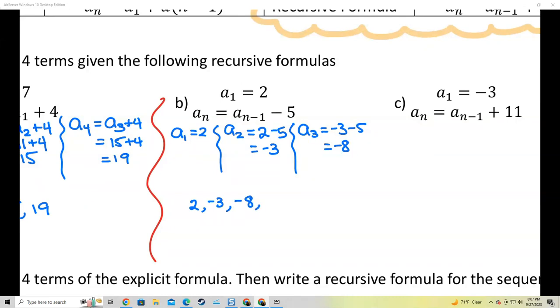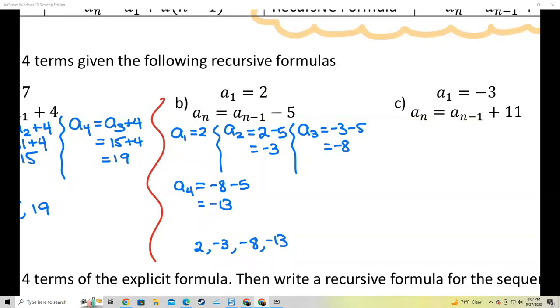And then the last one, I'm running out of space. So let me go ahead and move this down here. And let me go ahead and do the fourth term down here. To get my fourth term, the formula says I need to take the previous term. The previous term was -8. I'm going to take that -8. What am I going to do with it? I'm going to subtract 5. And I get -13. What I just found out was that my fourth term is -13. And there is my sequence.